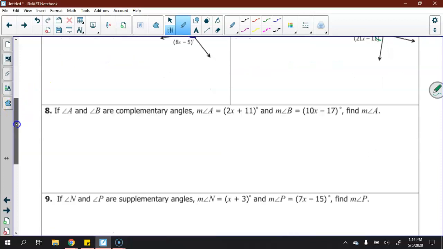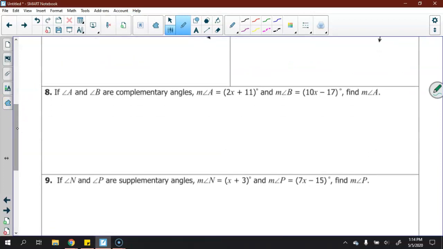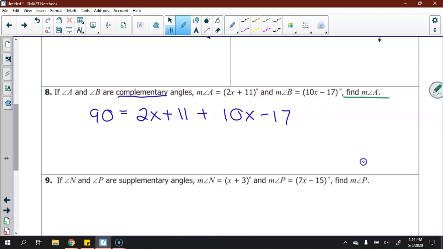So for number 8, it says A and B are complementary angles. So look for these kind of key terms. Complementary means these two have to add up to being 90. So I've got 90 equals these two added together. All right, and then I would point out it doesn't say solve for X. It says find measure of angle A, so you need to plug back in.